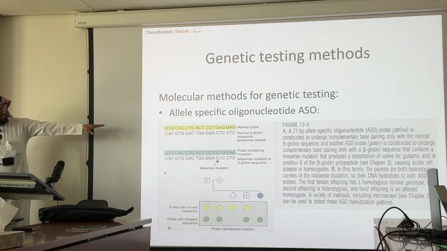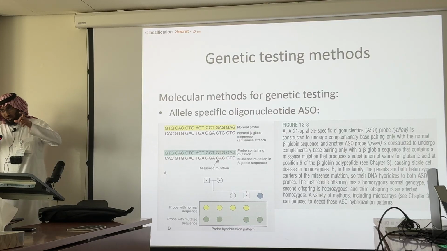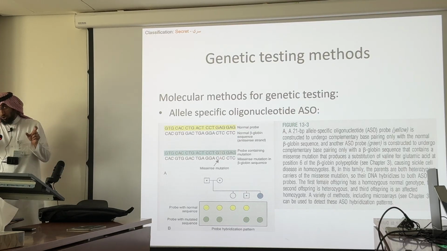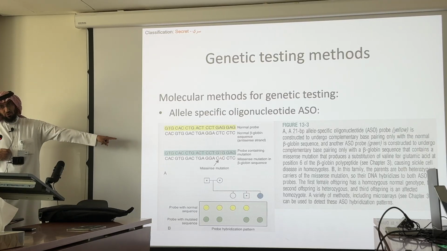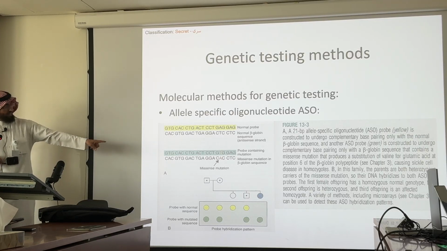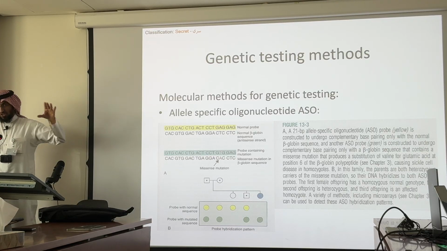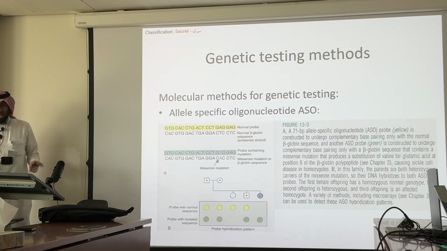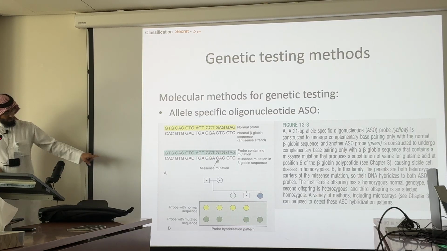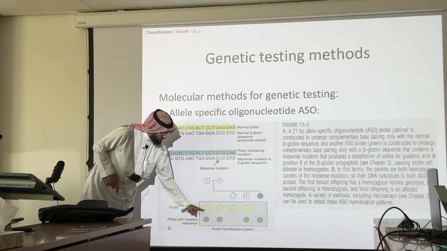So for the normal, you created a short oligonucleotide specific to the normal allele. And you created another one specific to the mutated allele. And you paint this one with green and this one with yellow. You put the sample of the patient with these 2 probes, and the carrier will have both, because he has this one and this one, as the 2.